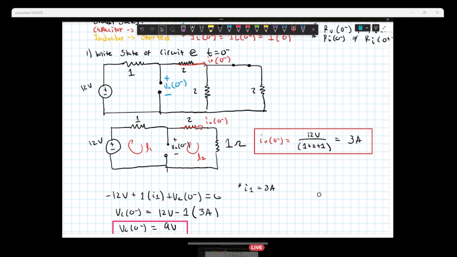So it's all around the big loop? Yeah, because this is open, so no current will flow down here. So it's just one big loop. Okay.